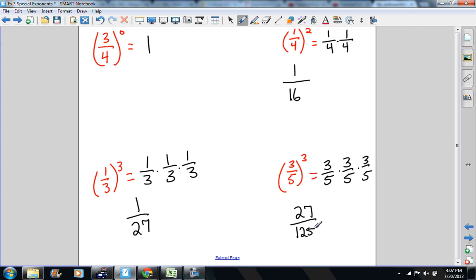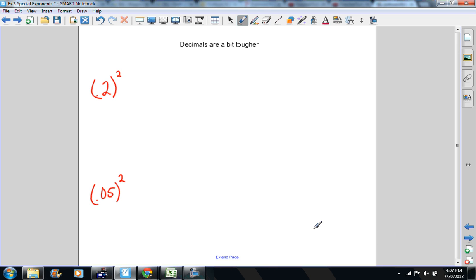Okay? Now, fractions are really easy, but decimals are a bit tougher. Okay, I'm going to show you the long way to do it first, and then I will show you the shortcut. Okay, and both ways are about as difficult as each other. So if we had this 0.2 squared, that's 0.2 times 0.2. And to do decimal multiplication, we have to do it like this. Okay, which ends up being 4.